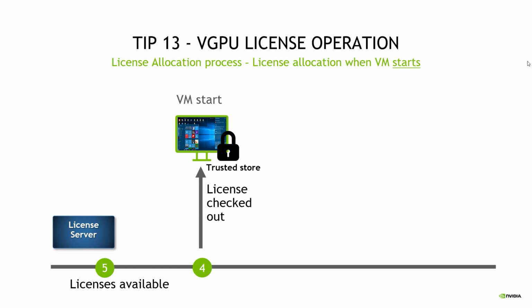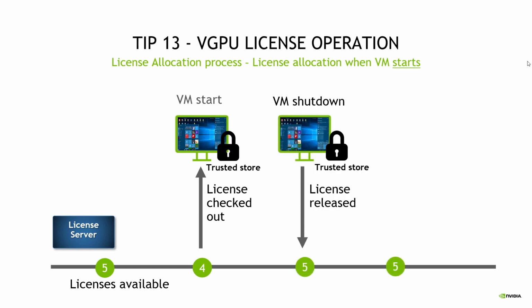We call that the trusted store. It doesn't matter whether a user is logged into this virtual machine or not. The virtual machine consumes a license when it's turned on. Once that virtual machine shuts down, the license is released. So we now have 5 licenses left once more in our license server pool. But one thing to bear in mind is those trusted store files don't get released when the virtual machine shuts down. So once the virtual machine is turned off, that trusted store still remains on that.